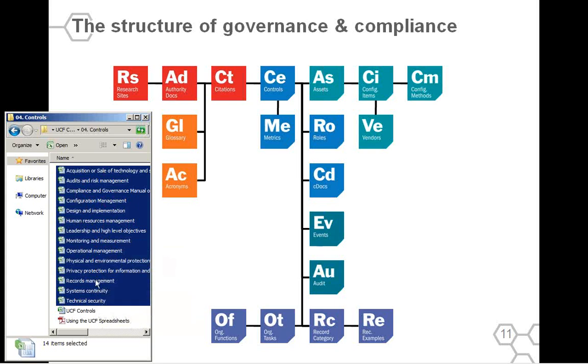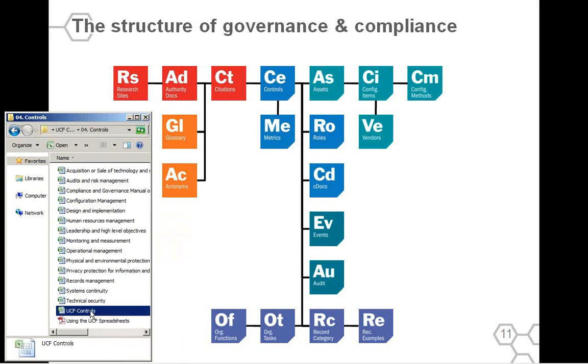So you'll see 15 top-level hierarchies. And you'll notice that we cover IT, physical security, records management, and privacy as the main areas. So whenever we map an authority document, we only pull out those controls which pertain to those areas or those mandates. So let's take a look at the UCF control spreadsheet.